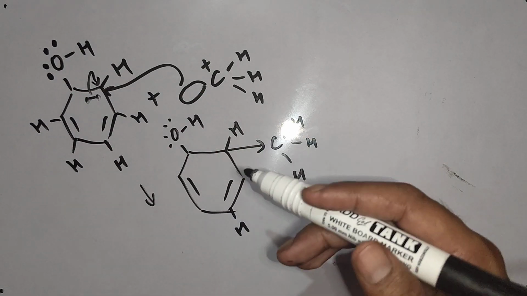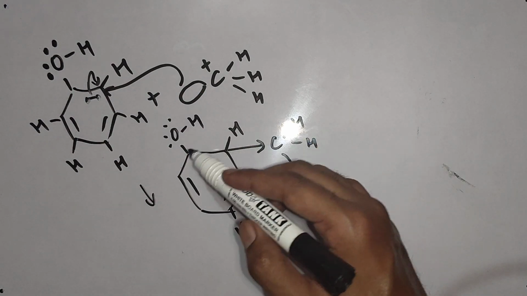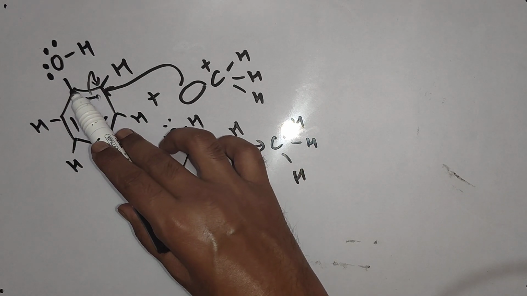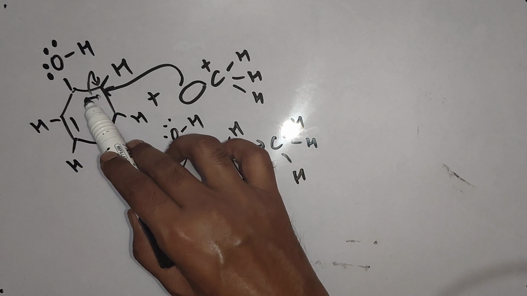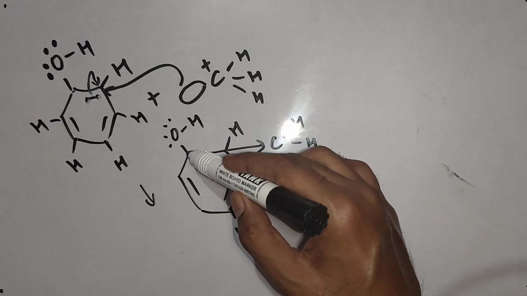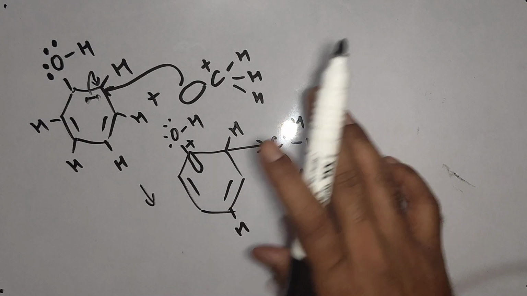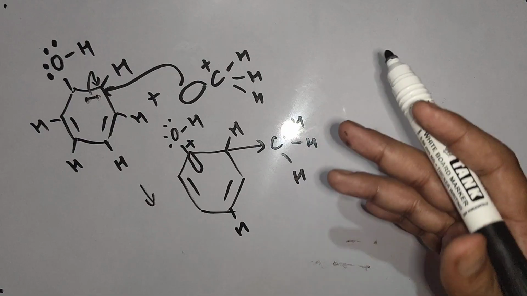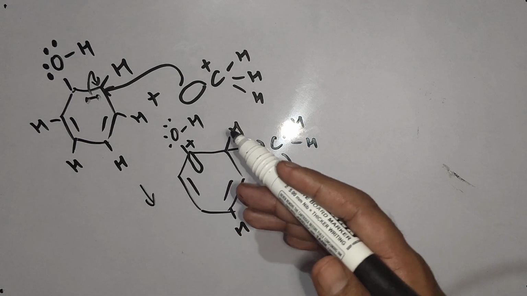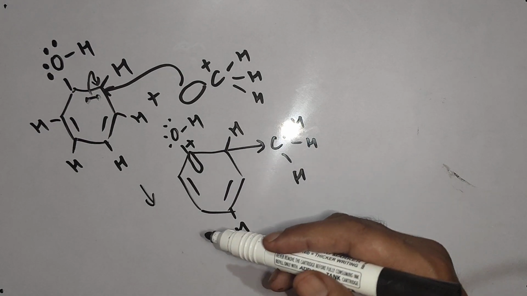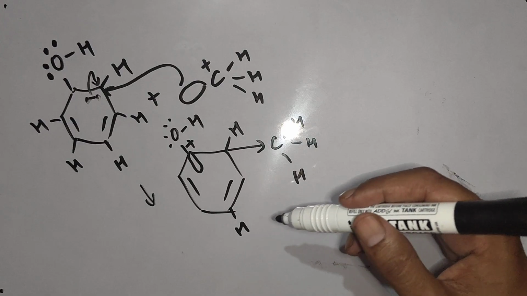They are not required, that's why I'm not writing. Okay, this carbon has lost its electron, so on it a vacant orbital will generate with a positive charge. Again, what we have is an arenium ion or sigma complex, or you can call it simply a carbocation. A carbocation is generated there.